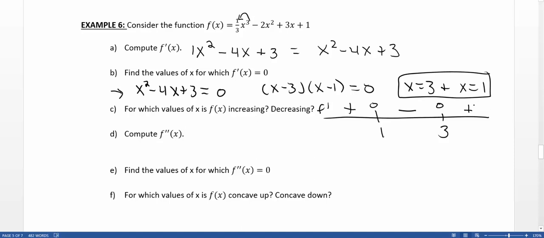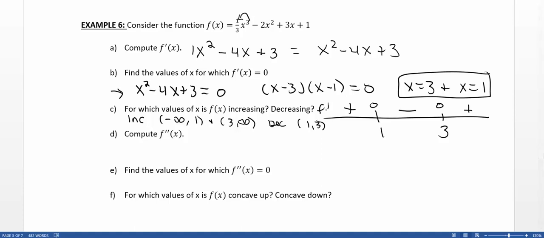So this gives me the intervals where my first derivative is positive and negative, which tells me where my original function is increasing and decreasing. So I'm going to be increasing wherever my first derivative is positive, which was negative infinity all the way until 1, and again from 3 to positive infinity. And then my original function is going to be decreasing where my first derivative was negative, which was between 1 and 3. So those relationships still exist.